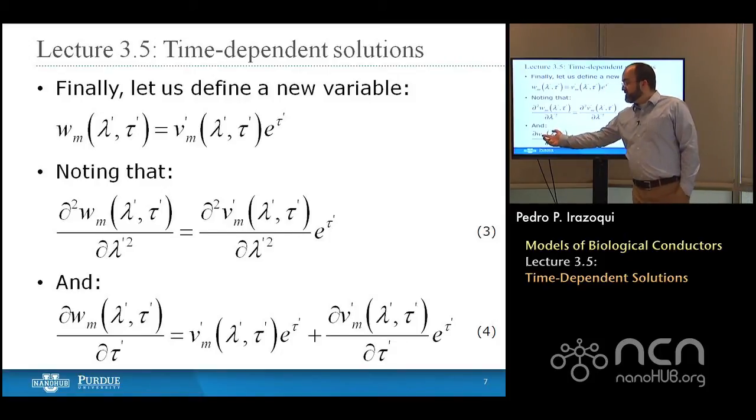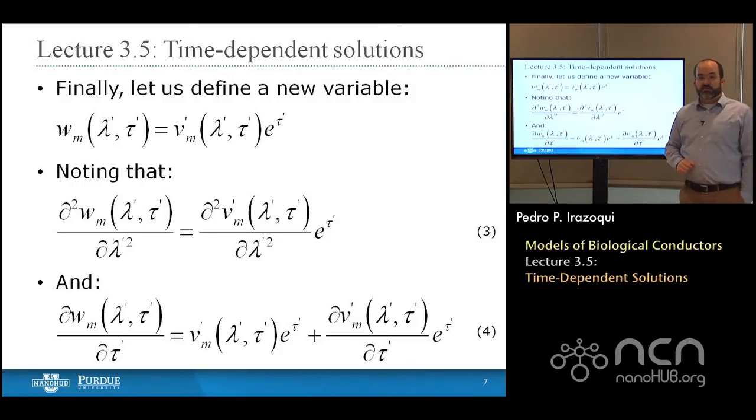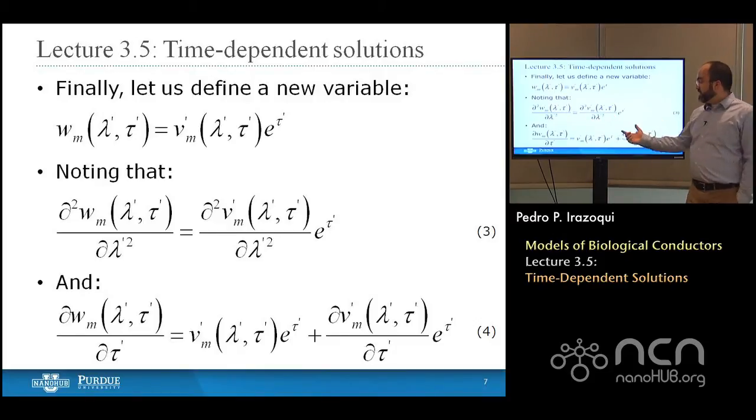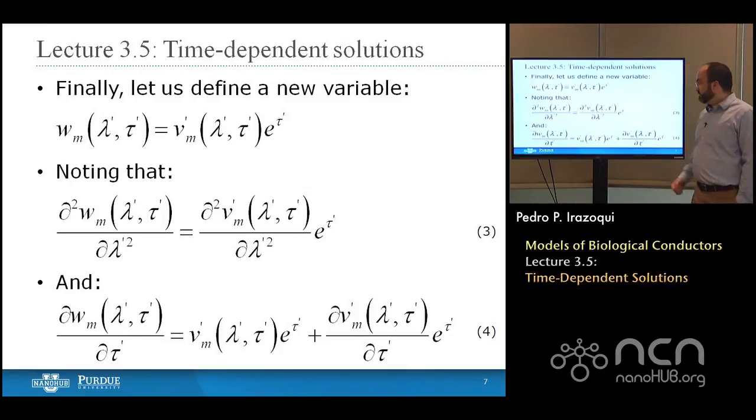Similarly, we can do the derivative of W sub m with respect to tau, and now e to the tau is a function of tau, and so you will get a derivative term, so you will get A derivative of B plus B derivative of A. And that means that you have A derivative of B is Vm prime e to the tau, plus this first derivative of Vm prime, it's derivative of A times B, multiplied times e to the tau prime.